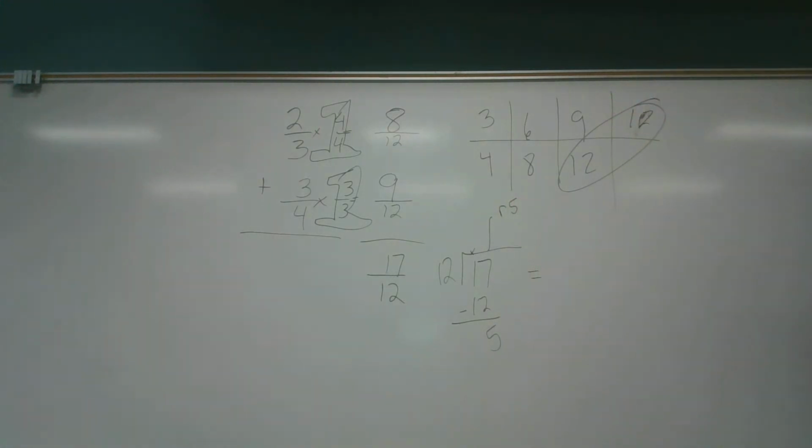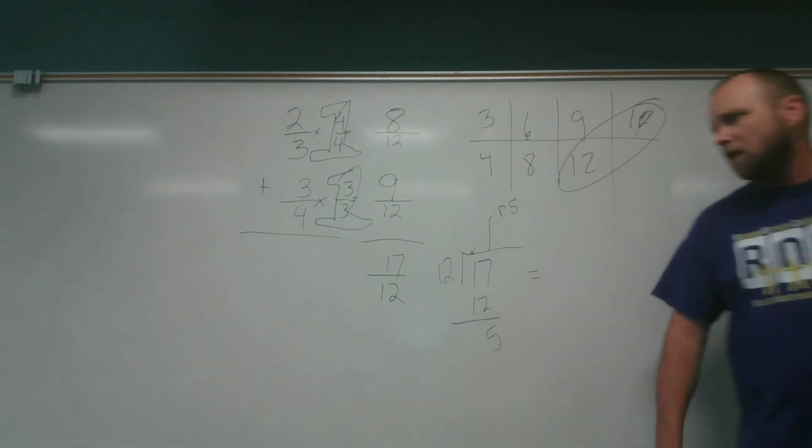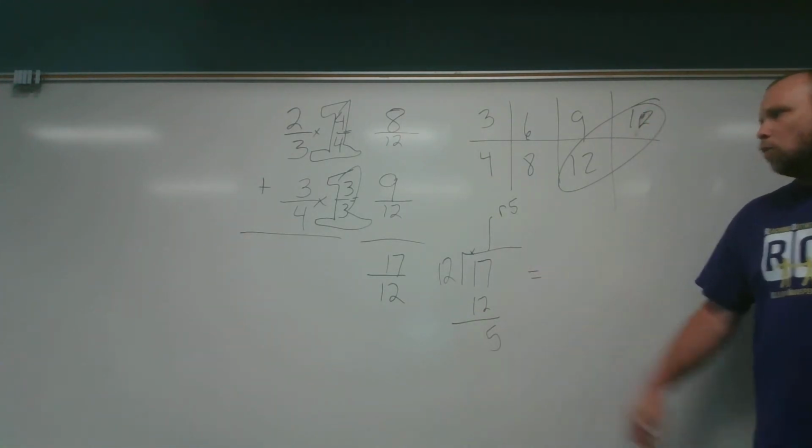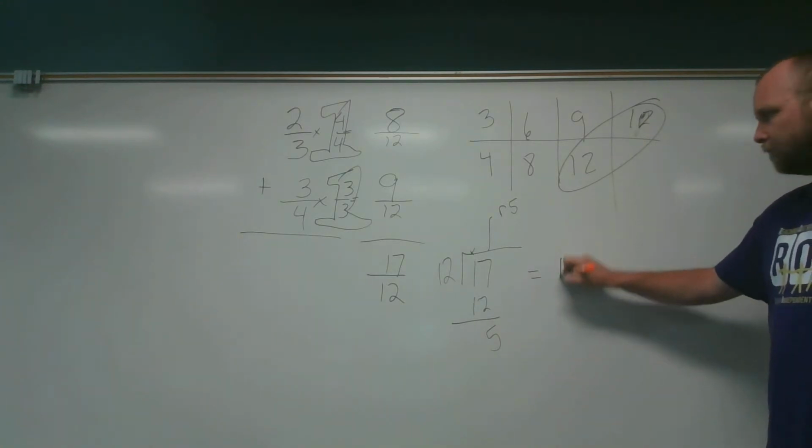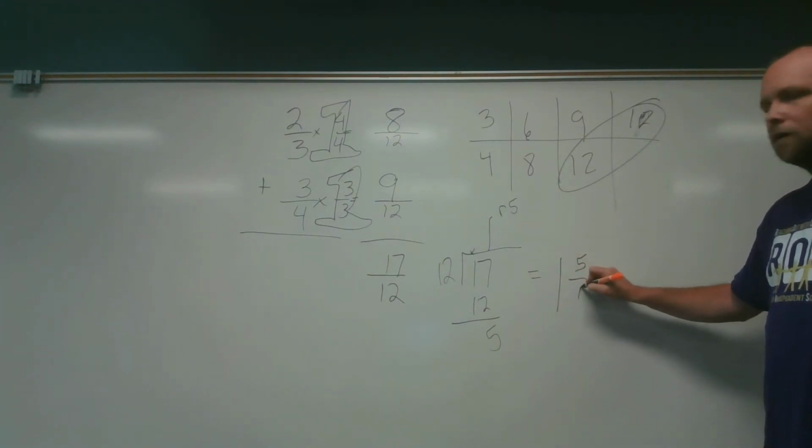I need to change that into what, Izzy? A mixed number. Very good. I need to change this into a mixed number. So 1, remainder 5 is going to be what, Ian? 1 and 5/12. Very good.